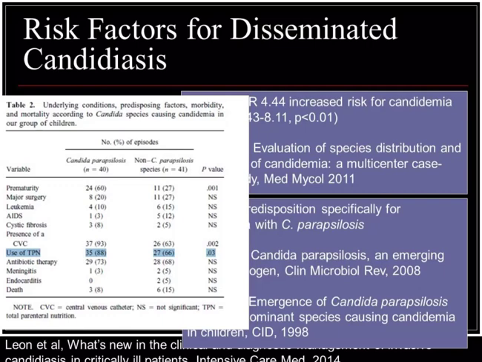ICU level care, diabetes or uncontrolled blood sugars, which definitely for us in bone marrow transplant is still an issue, considering we give a lot of prednisone in the beginning. They have elevated blood sugars, increased risk for infection. TPN has an odds ratio of 4.44 for increased risk of candidemia.